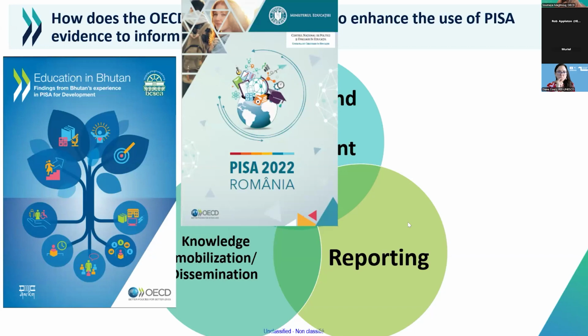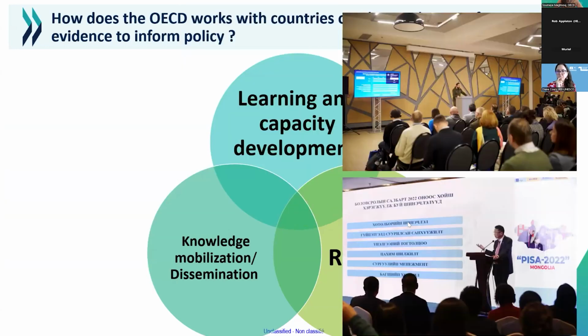And then we're also helping them develop a knowledge mobilization strategy from the start to the culmination of the launch of their national reports. So these are just two examples from the recent launches in Ukraine and Mongolia in December. And I will stop here for now. Thank you very much. And over to you, Muriel.